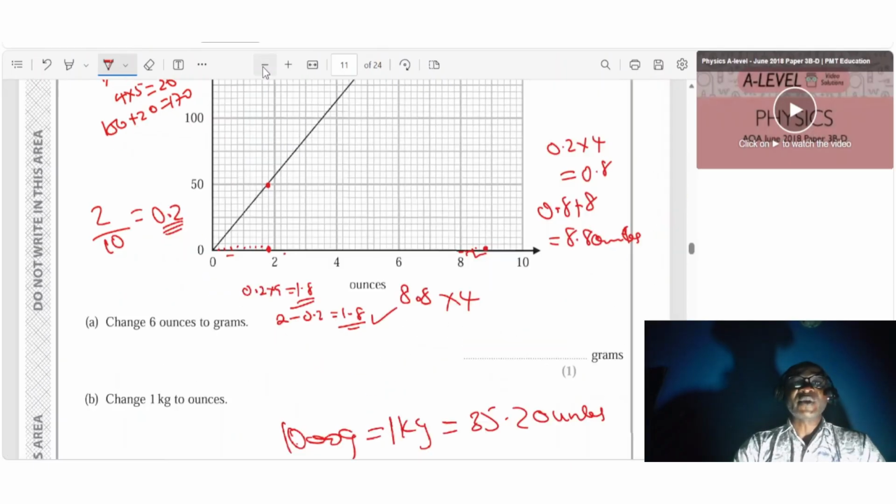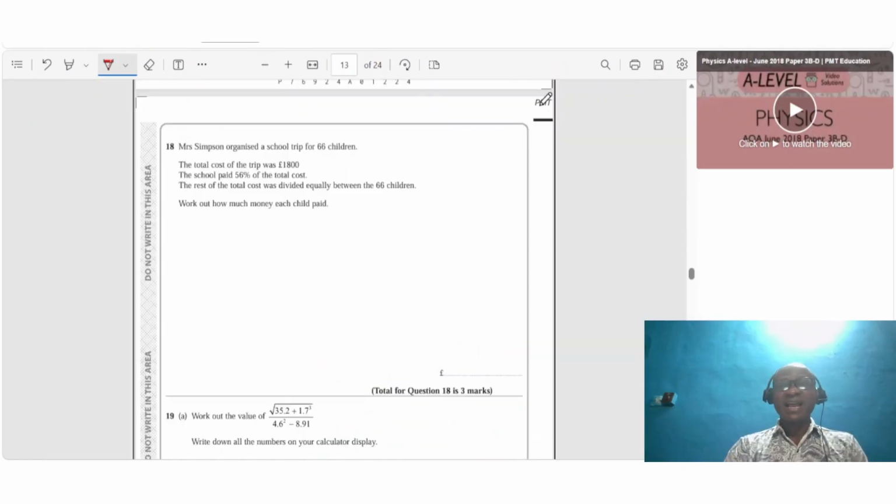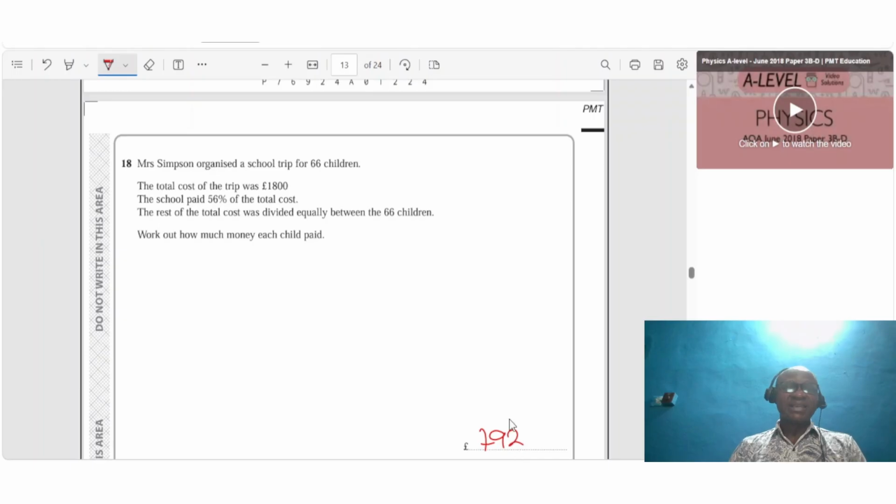All right, so we move to the next question. 792. After this, we stop, okay? Can you tell me how exactly you did to get this 792 as the final answer that each child will pay?